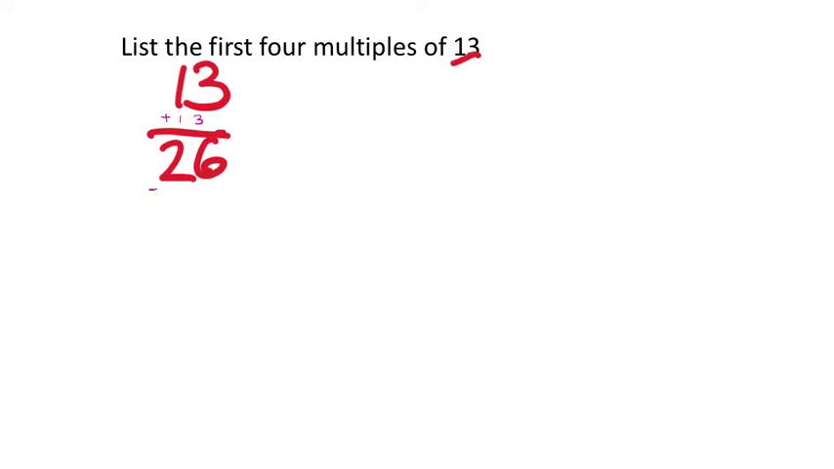And then to find the third multiple, well, you just add another 13 here. And that will tell you the third multiple. In the ones place value, 6 plus 3 is 9. In the tens place value, 2 plus 1 is 3. So 39 is the third multiple of 13.